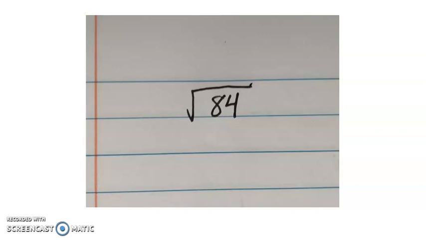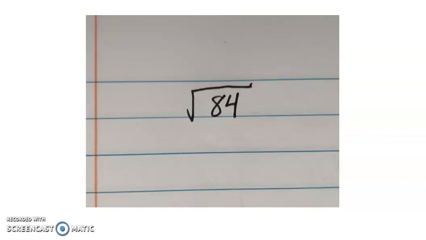This video is going to provide a quick overview of how to simplify radical expressions. In our first example, we need to find a simplified version for the square root of 84. So we're going to start off by doing a factor tree.